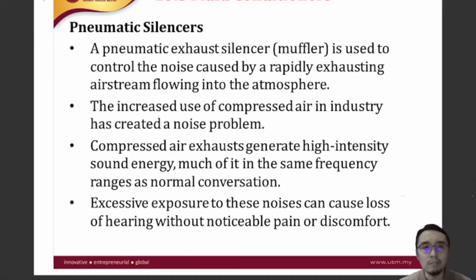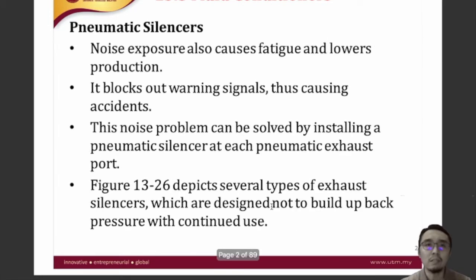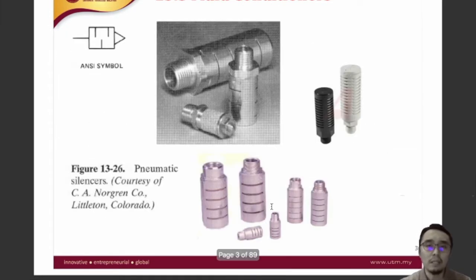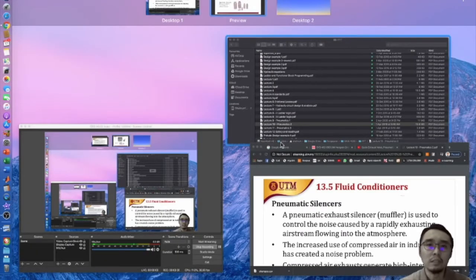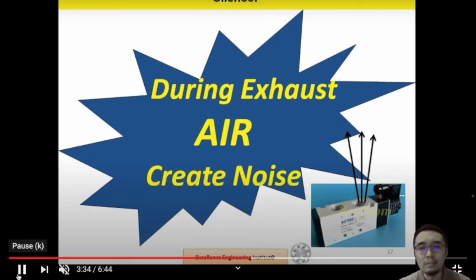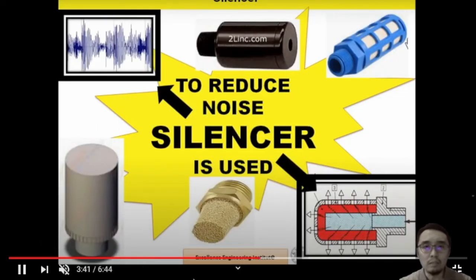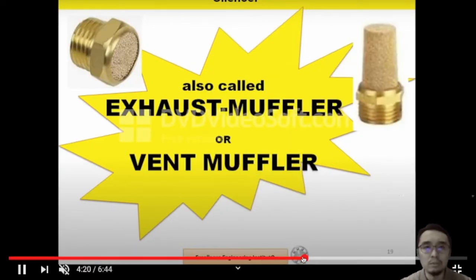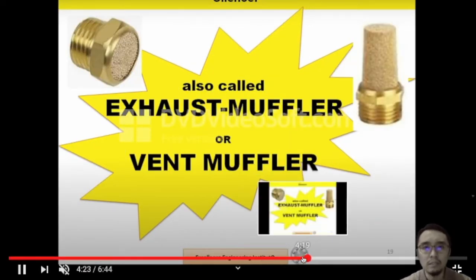The compressed air in a pneumatic circuit normally will create some noise, and hence excessive exposure to these noises can cause loss of hearing for the operator. And the idea of the pneumatic silencer is to reduce the noise. How does this silencer operate? Basically, it will filter out the noise. It is also called the exhaust muffler or vent muffler.